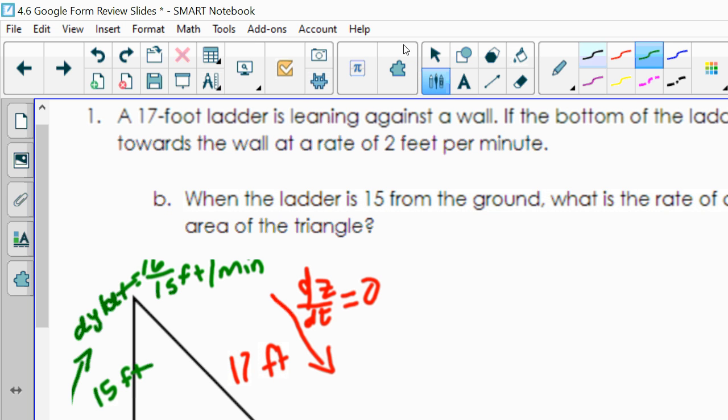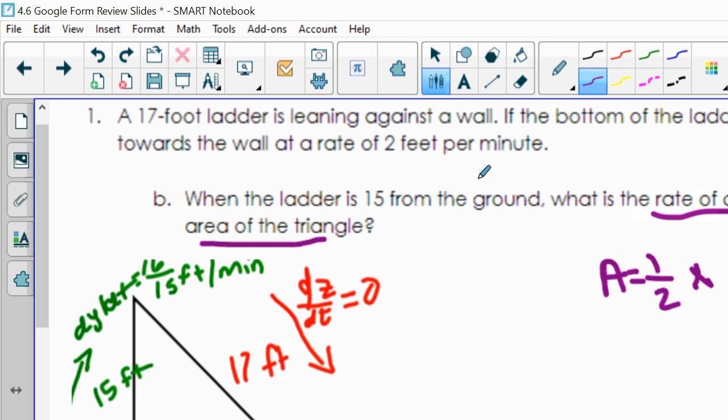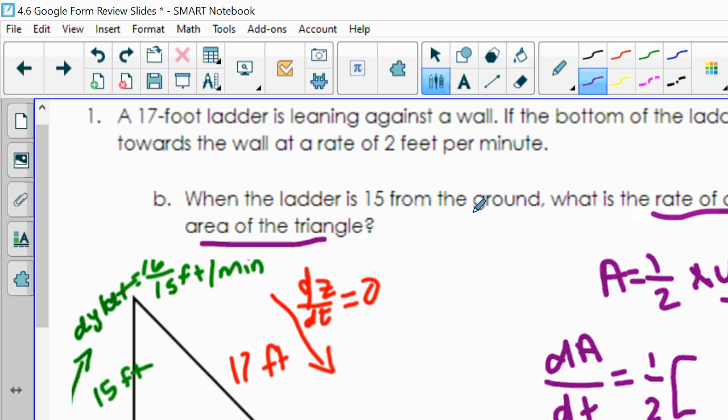Now we want to know what the rate of change of the area of the triangle is. Remember, the area of a triangle is 1/2 base times height, but I'm going to use x and y since I used x and y for my base and my height. So when I take the derivative with respect to time, I get dA/dt is equal to 1/2, which is constant, so I'm just going to keep it in front.